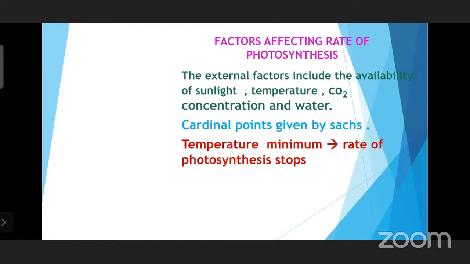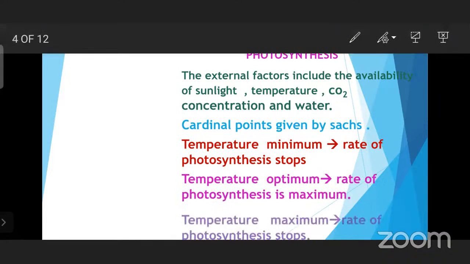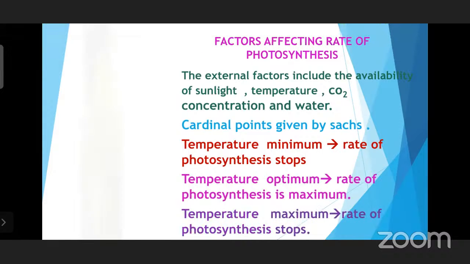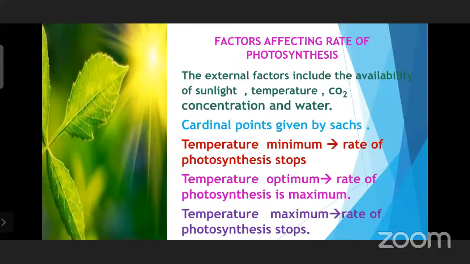Some cardinal points given by Sachs. Sachs is the father of plant physiology. Here, temperature. Temperature, if we see, is very important. As the sun rises and the rays fall on the green leaves, they start up the synthesis. They start up the light reaction. That is, the chlorophyll molecules are going to get excited by taking the high intensities of light.